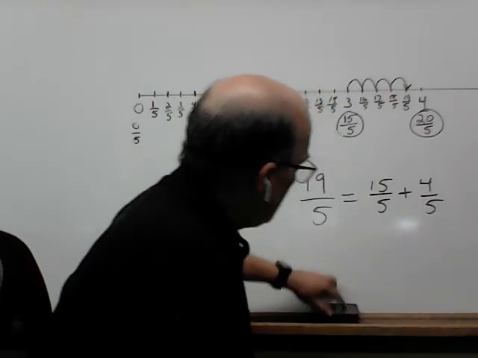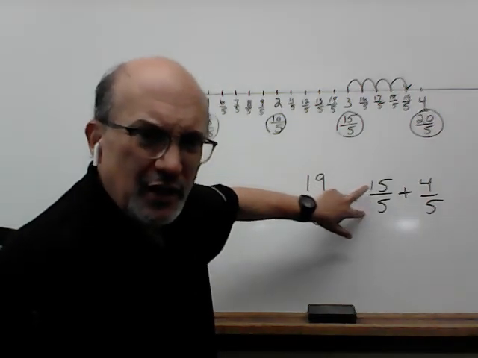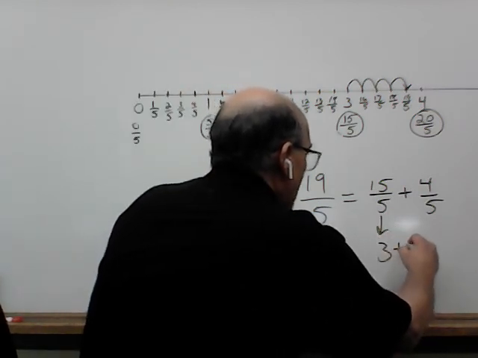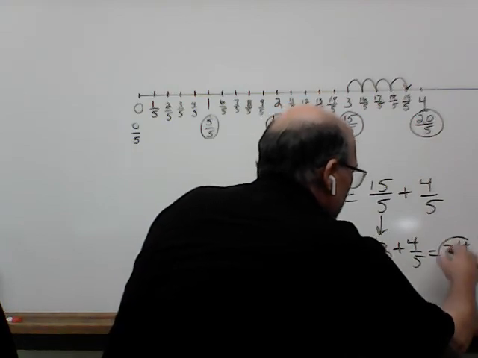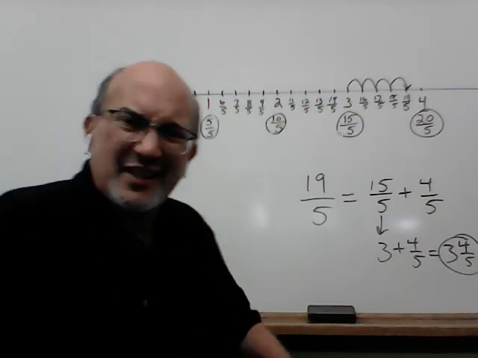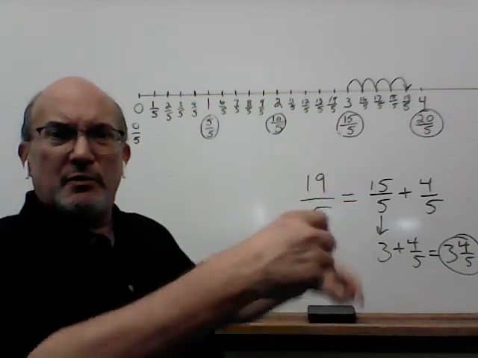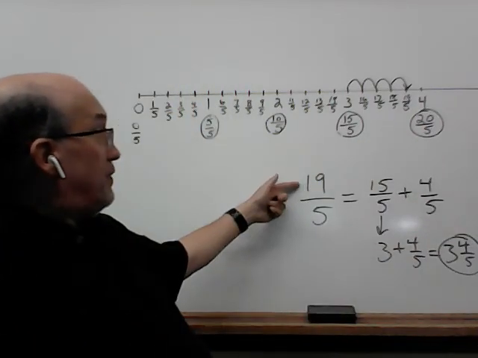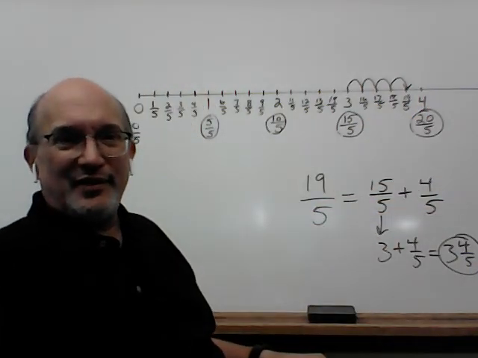17 fifths plus 2 fifths is 19 fifths. But this is a whole number, 15 fifths. 15 divided by 5 is 3. So we have 3 plus the 4 fifths, or 3 and 4 fifths. I said a moment ago, what is the greatest multiple of 5 that's less than 19? It's 15. The multiples of 5: 5, 10, 15, 20. Well, 20 is too big. We only have 19 fifths. The 20 fifths is 4, which is bigger than 19 fifths.